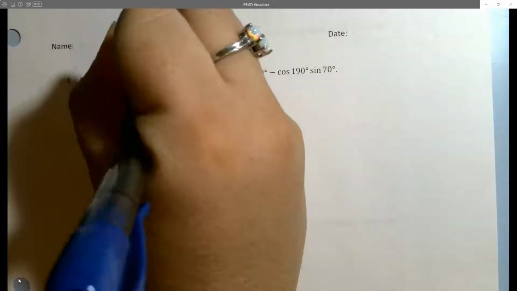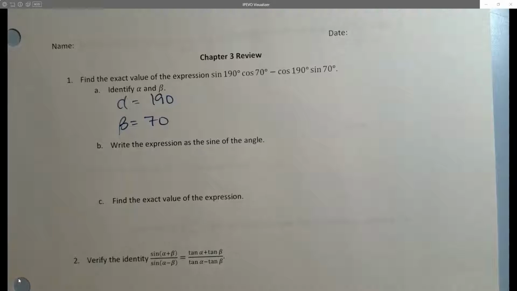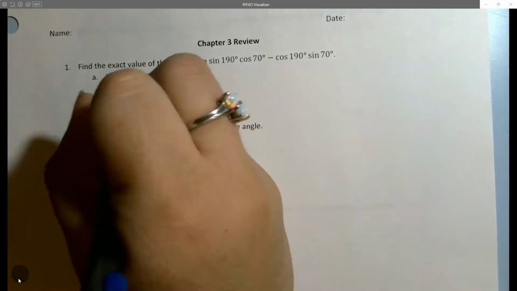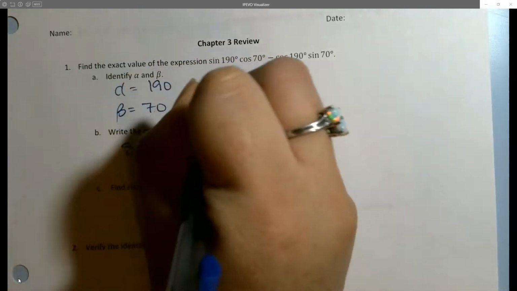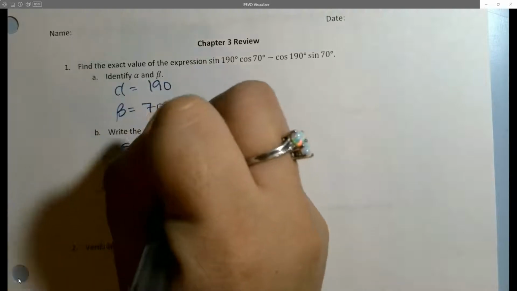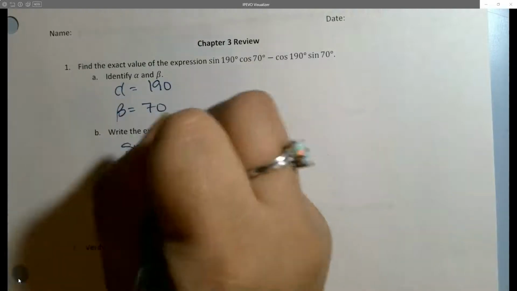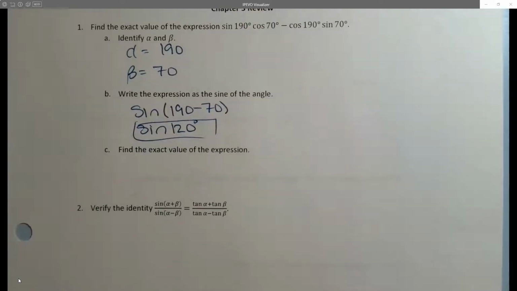So alpha is 190, beta is 70. B wants me to write the expression as the sine of an angle. So this was subtraction. So I'm going to do sine of 190 minus 70, which is just sine 120. Then part C wants me to find the exact value of the expression.